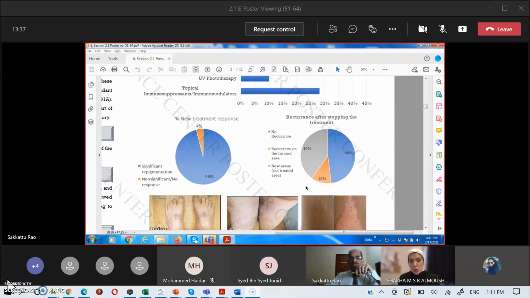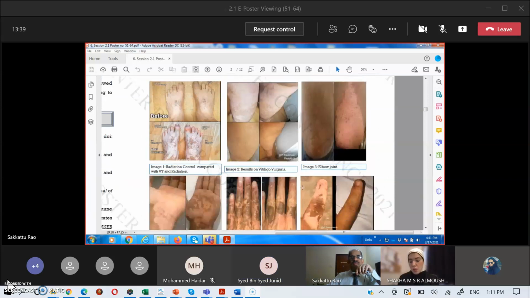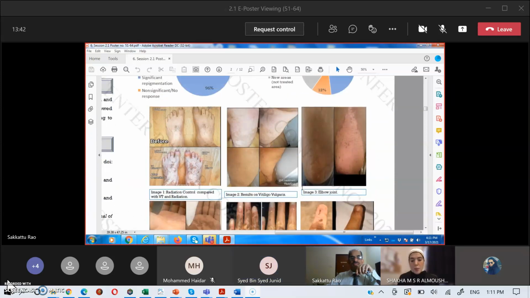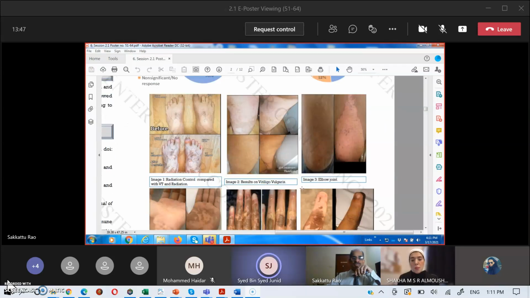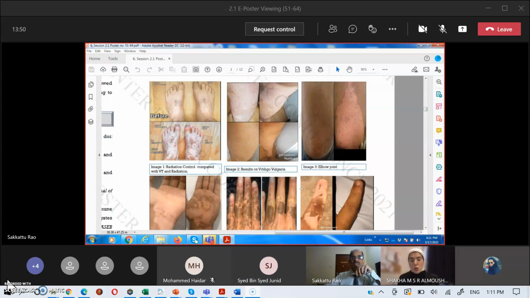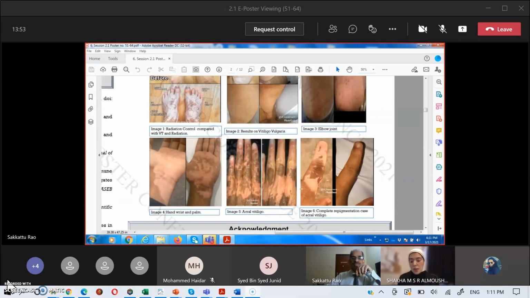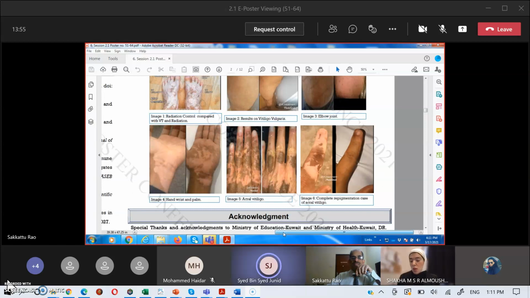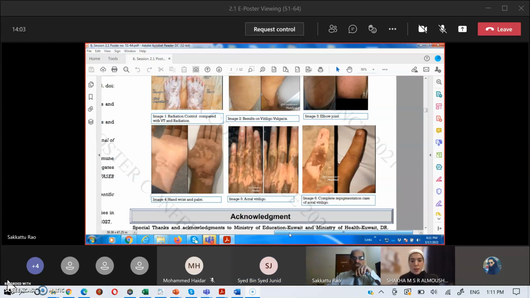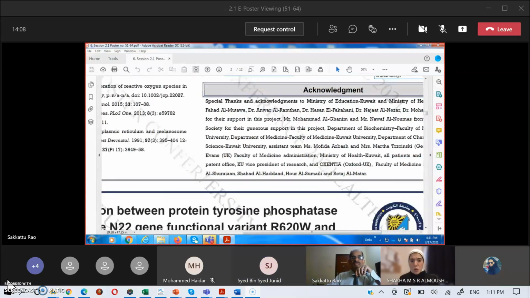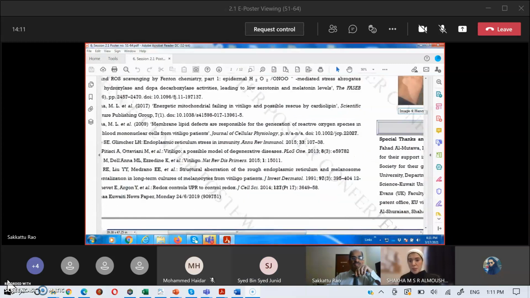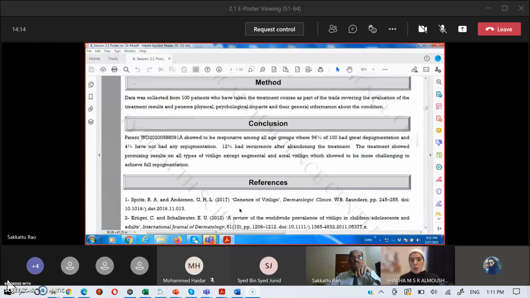The last chart shows the recurrence after stopping the treatment, where 48% haven't had any recurrence after abandoning the treatment, 40% had new spreading, but not on the treated areas, and 12% had recurrence on the treated areas after abandoning the treatment. So these were the most useful data extracted from the survey, and here are some before and after photos that show the treatment response on different areas of the body.